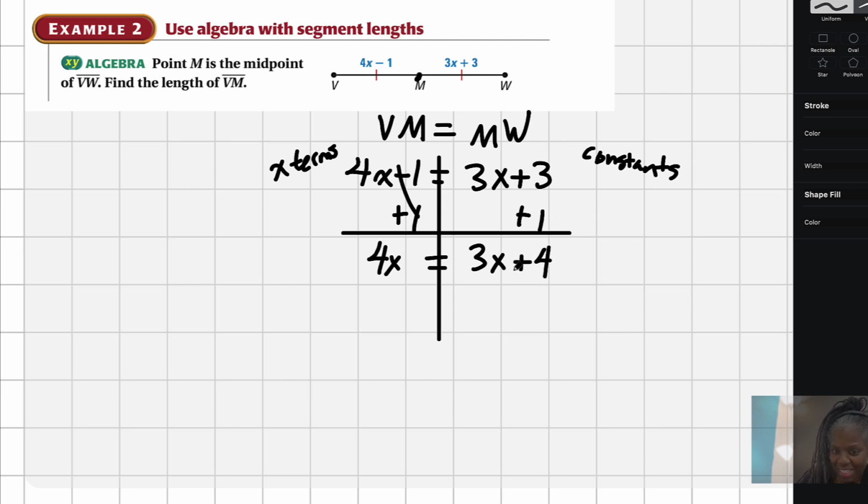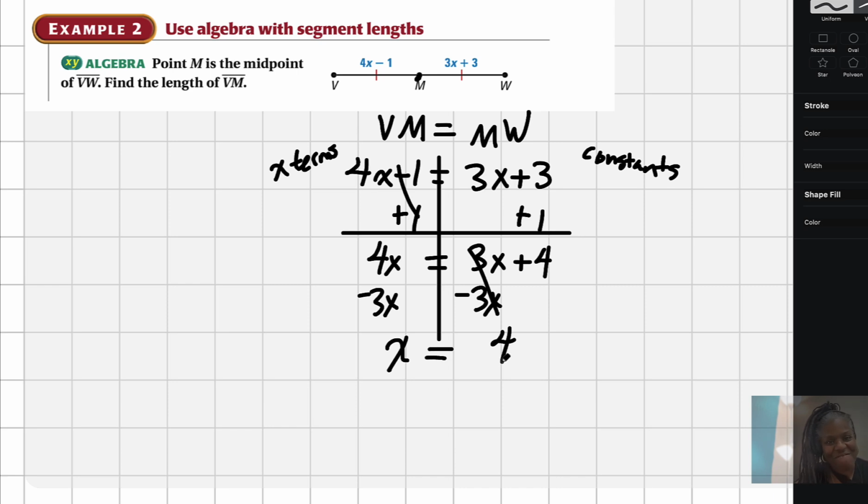Now I want constants to stay here, but this x term has to go. To get rid of that 3x, I'm going to add its opposite, which is negative 3x. When I'm done, on the right side I have 4, and on the left side I have x. So x is equal to 4.